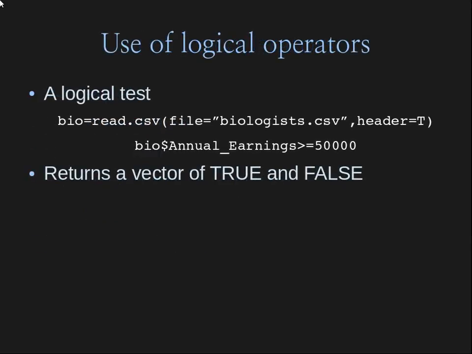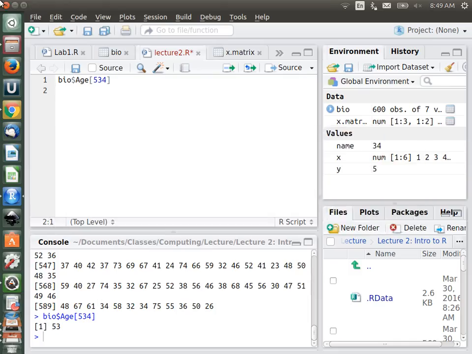So we can make logical tests based on these logical operators. For instance, I could go in there to bio and look at the annual earnings and say, I just want you to tell me which annual earnings are greater than or equal to 50,000. And it's going to give you a vector that matches up with the vector that you just interrogated, and each element, instead of being the number, is going to be true or false, whether or not this matches that logical operator. So let's go back to R here for a second.